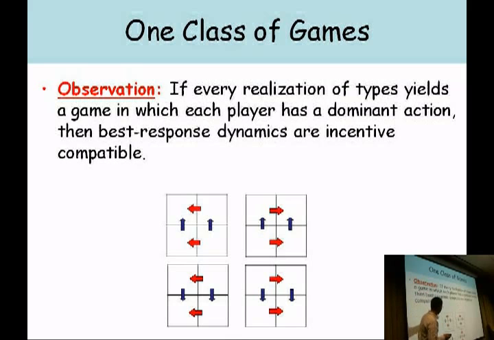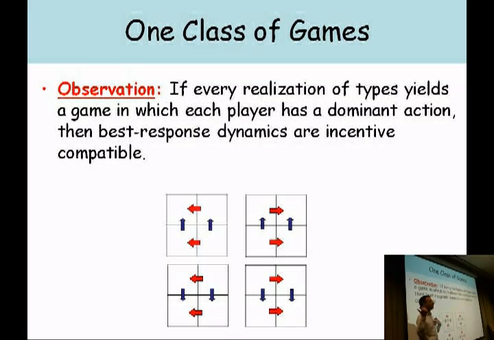So for example, let's say that there are 2 types for each player. So there are 4 possible realizations of the types. And in each of them, we have this kind of situation where the red player wants to play one column regardless of what the other guy is doing, and the blue player wants to play one row regardless of what the other guy is doing. So here, it's simple to see that we are going to get incentive compatibility of best response simply because it doesn't matter what I do.